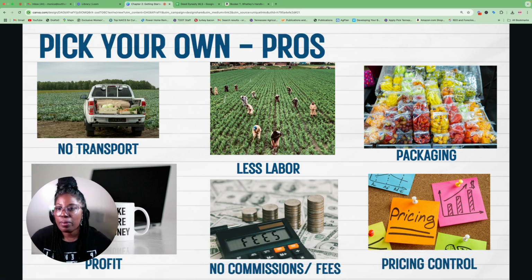Now, let's talk about some of the pros of the pick your own. You're not going to be selling stuff off the back of your truck, okay? You're not going to have as much labor costs anymore, right? Because everybody's coming to do the labor. The pick your own is the people coming to your farm to be the laborers, right? And another thing they said that was a pro that I didn't have space to put here is that everything gets sold on the farm.